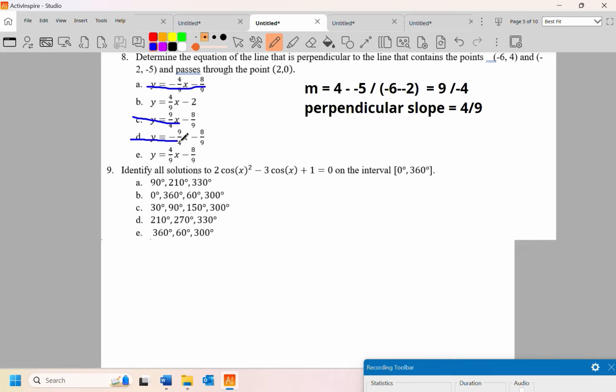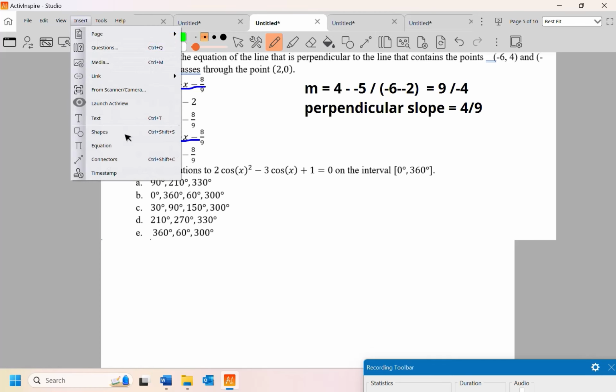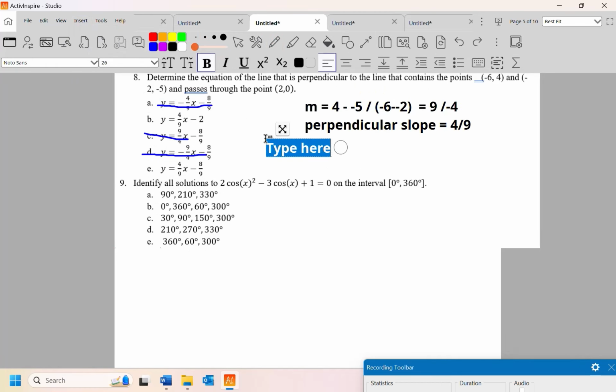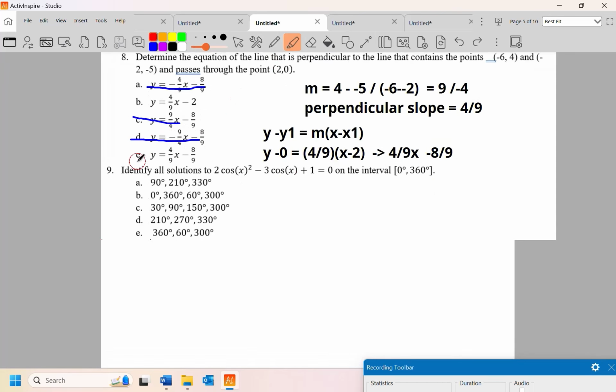Now I'm going to use good old point slope form, which is y minus y1 equals m times x minus x1. I'm going to take this point 2, 0 and plug it in. Y minus 0 equals 4/9 of x minus 2. And just do the distributive property. You'll get 4/9 of x, -2 times 4 is -8, so minus 8/9, which means it is choice E.